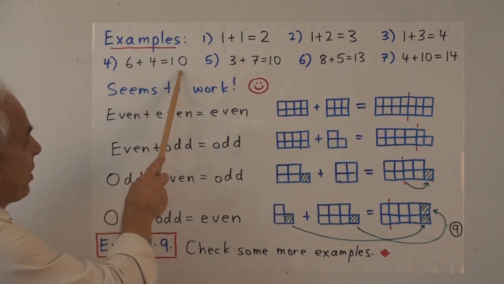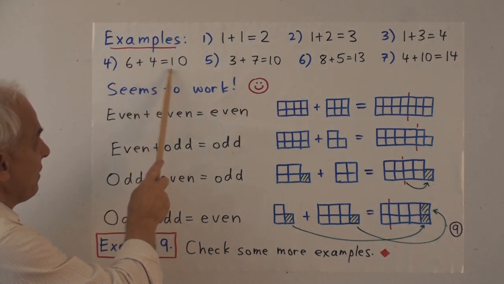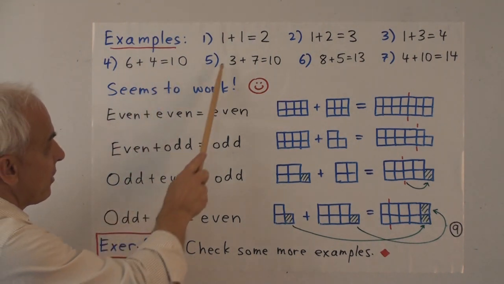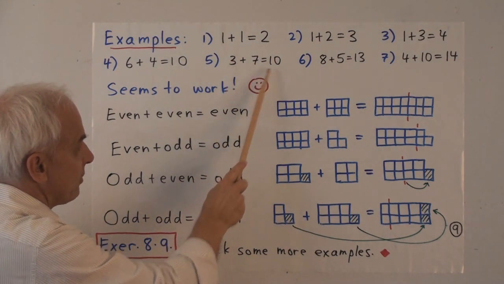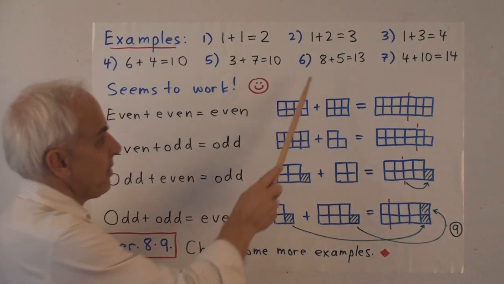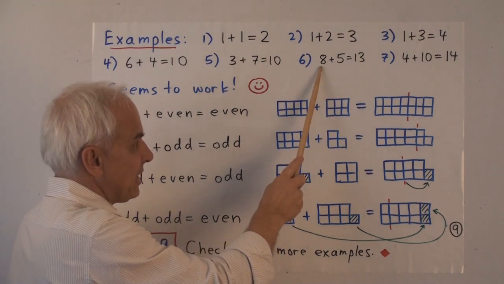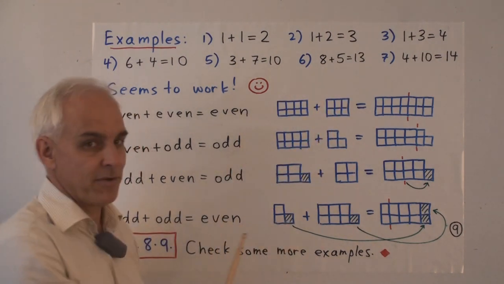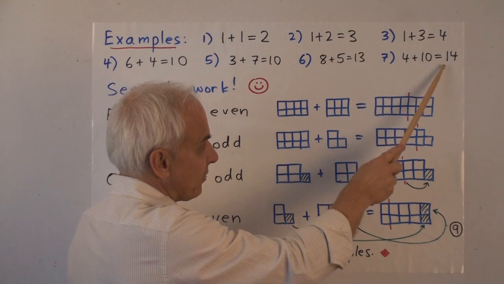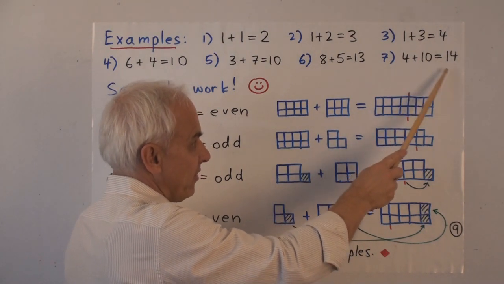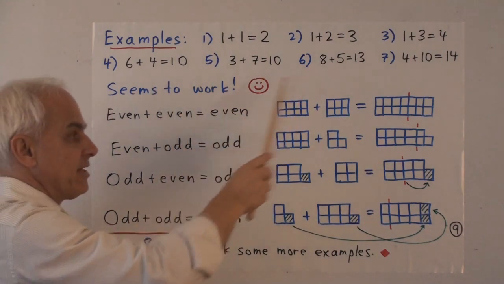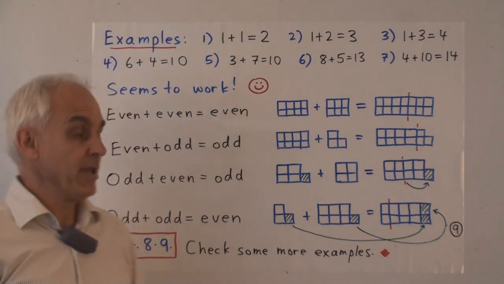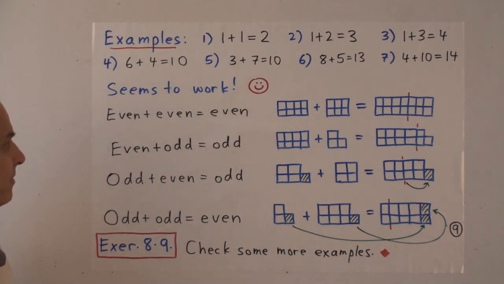While 6 plus 4 equals 10, that's a case of even plus even equals even. 3 plus 7 equals 10. Odd plus odd equals even. Here, 8 plus 5 equals 13. That's even plus odd equals odd. And 4 plus 10 equals 14. Even plus even equals even. So, at least from these limited examples, it seems to work.